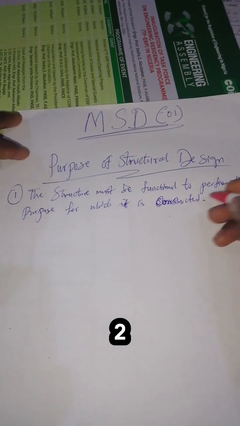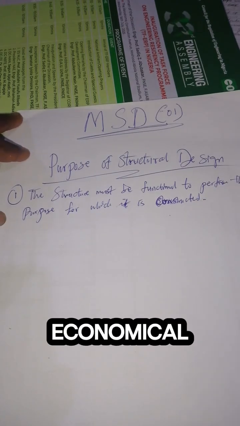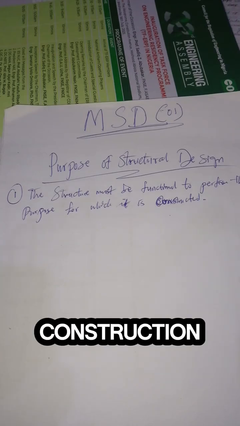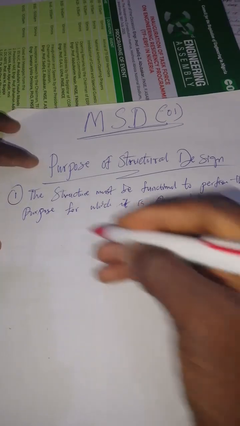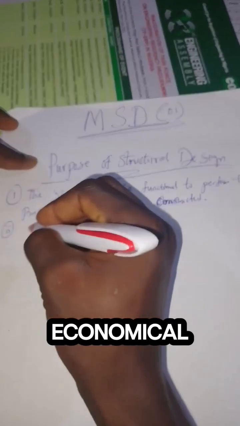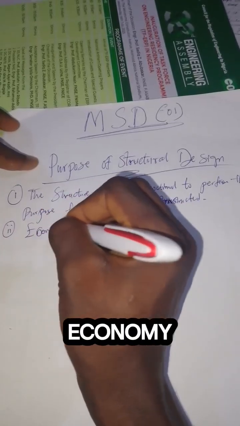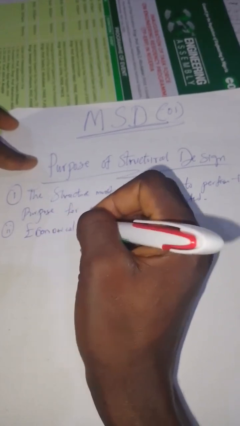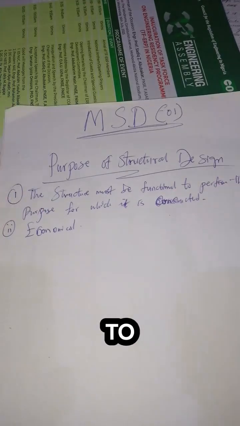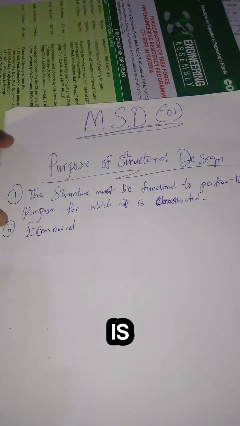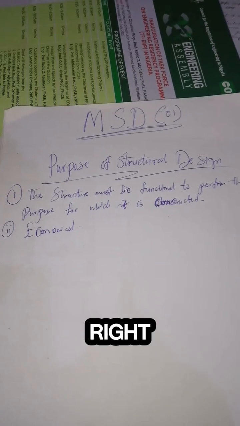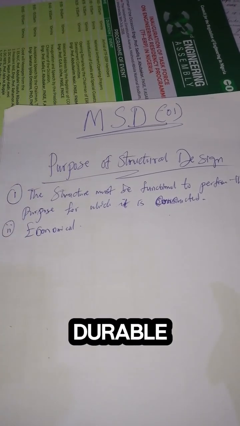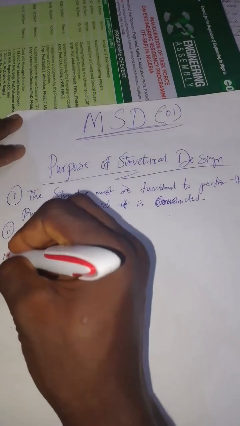Then two, the structure must be economical with regards to cost of construction and maintenance. Say economy. So we make design to ensure that the structure is economical, right? Then it must be durable. The structure must be durable.